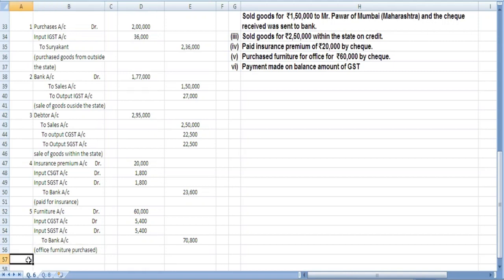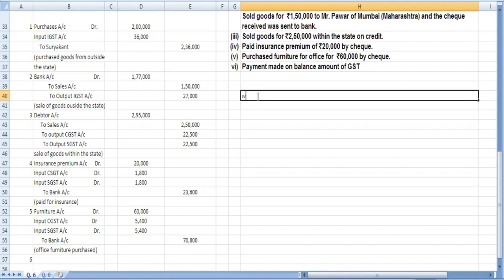The last one here is number 6. Payment made on balance amount of CGST. Now here I have told you in the theory how to adjust the excess of input GST, IGST. Now let us look here. Okay, let us look here. We have got input IGST as 36,000. So we can just show this as working.